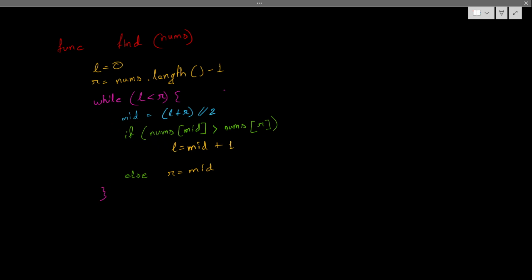And at the end, I will return nums of R. As I told you, R is actually pointing to the smallest element. So what is the time complexity? Obviously, it is a binary search, you know. So time complexity is big O of log n. What is the space complexity? We're not taking any extra space, right? So it is big O of 1. That's all. This is the smallest.